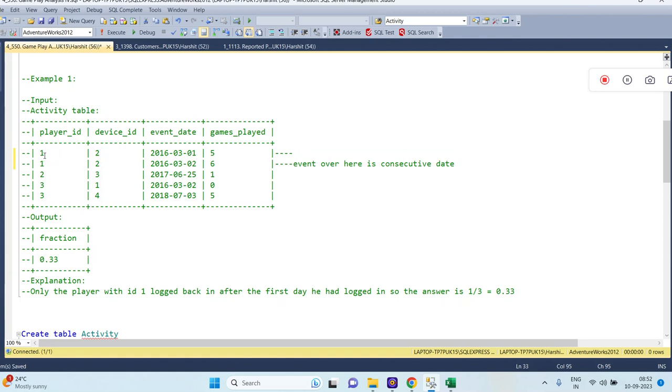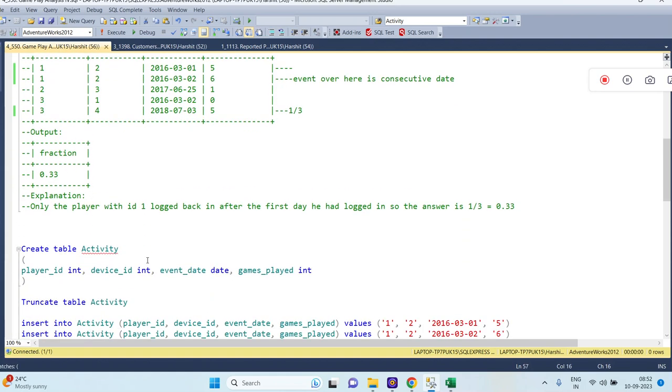How many players? Only one player, because if you see, the second player has only one event date, and the third player has two event dates, but with 4 months of gap. So only one. One divided by how many? One, two, and three distinct player IDs. So one divided by three. That will be 0.33, our answer, right? So only the player with ID 1 logged back in after the first day he had logged in. So the answer is 1 divided by 3, 0.33.